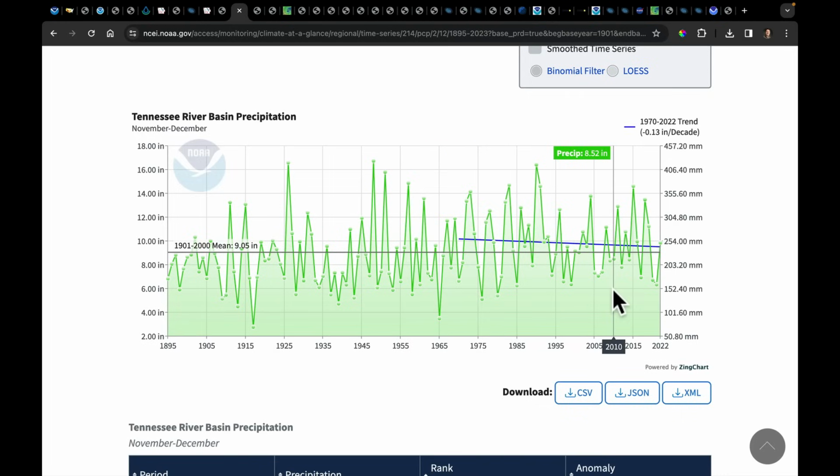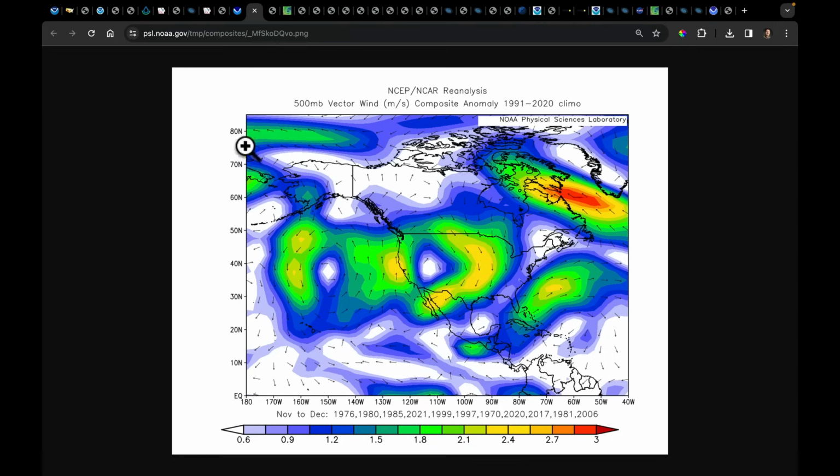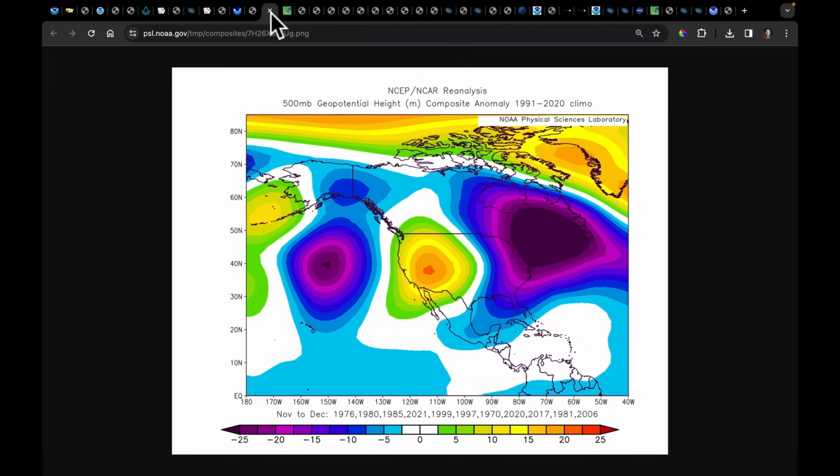I do also want to point out that I just chose 1970 as a start date and put a trendline on it. And there's very much a slight downward trend to the tune of about 0.13 inches per decade. Very slight downward trend in November and December precipitation for the Tennessee River Valley. So what we can also do with this is I can come in and say, well, show me what the upper level pattern is doing. In fact, let's go to the next one here.